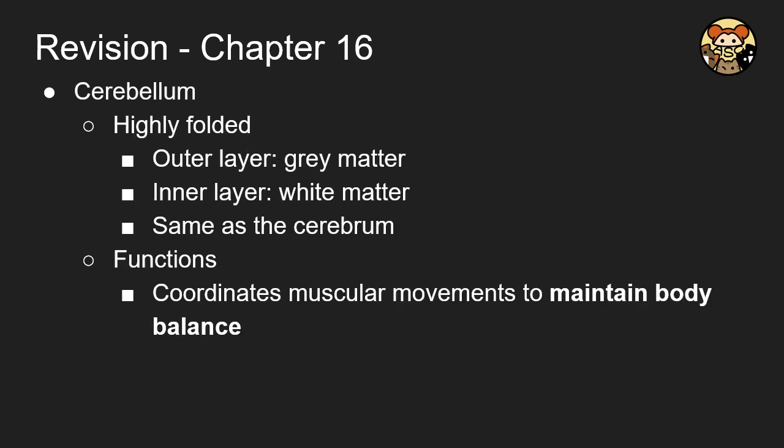And for the cerebellum, it is also highly folded. Similar to the cerebrum, the outer layer is gray and the inner layer is white. And the function is to coordinate muscle movement and also to maintain your body balance. That's why with loss of function of the cerebellum, you will fall on the ground.